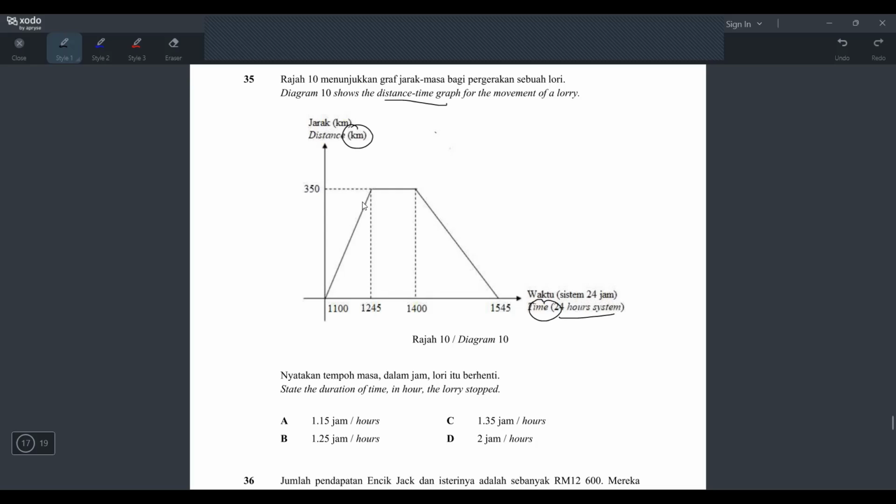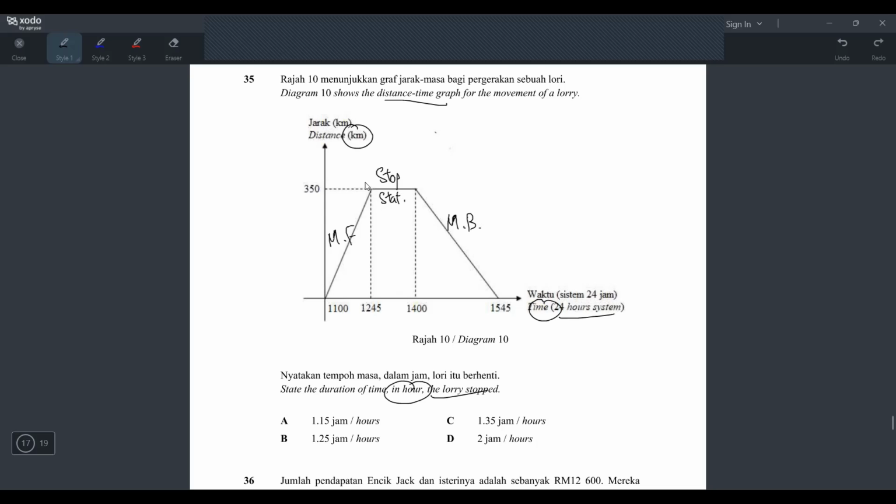This garisan apa jadi? What happens here? Time serang jalan, distance serang berubah. So this one move forward. Yang ni pula, yang ni stop ataupun stationary ataupun sometimes dia panggil rest. Means dia berhenti. And then here is also moving, but moving backwards. Okay, now they say what? State the duration of time in hour the lorry stopped. Okay, dekat mana dia stop?